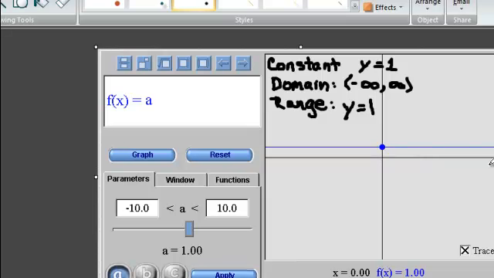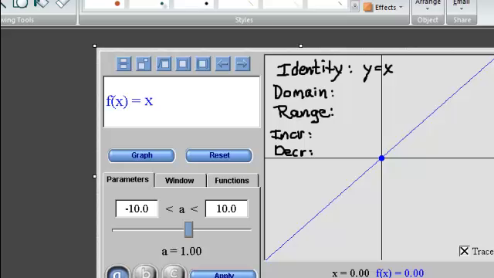Y is only 1 for this one. It's constant over the entire domain, so I would say that it's constant from negative infinity to positive infinity. And it is neither increasing nor decreasing. It is just constant. It has a y-intercept of whatever that y is. And that's my constant function.